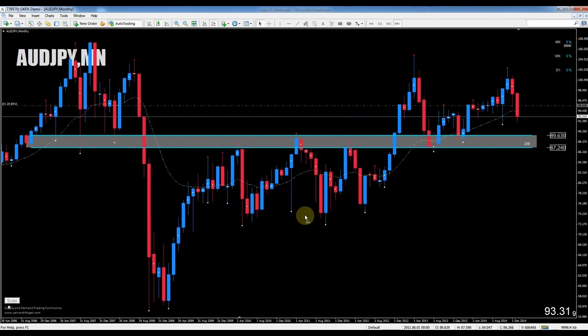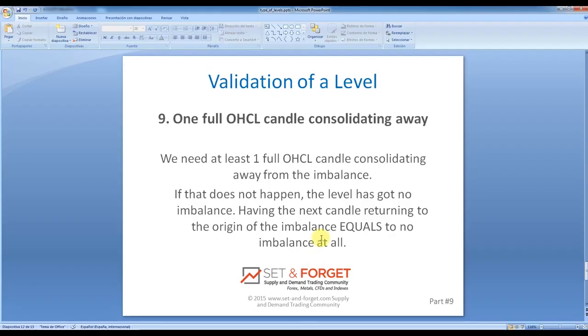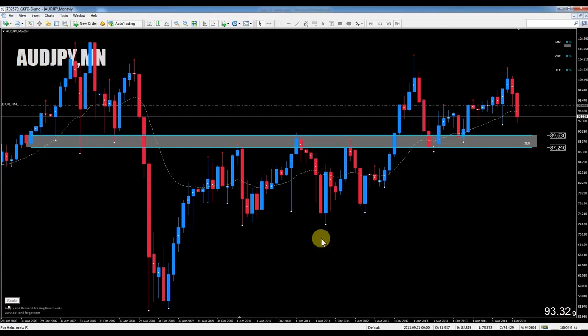Hopefully this will be clear, and together with all the other enhancers, you will have a better capacity to assess the quality of the levels by using supply and demand potential imbalances.